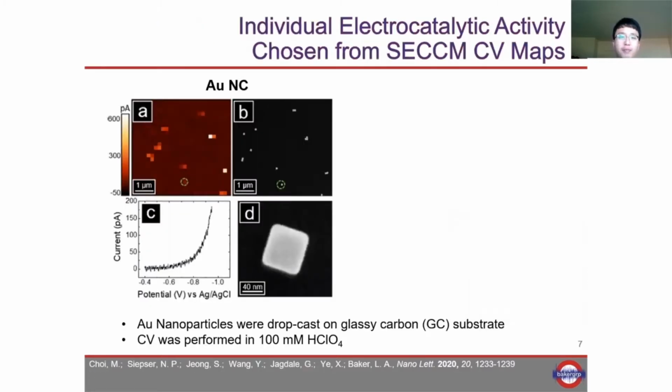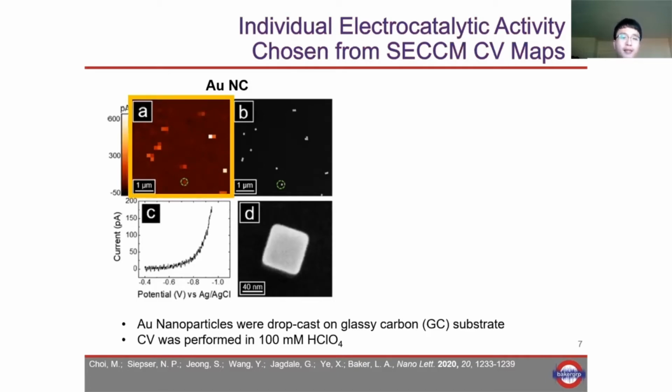Figures here are representative SECCM results acquired from precision synthesized nanoparticle catalysts, in which the electrocatalytic activity map of a hydrogen evolution reaction is presented for gold nanocube and gold octahedron. So gold nanoparticles were drop cast on the glassy carbon substrate for SECCM measurement, and cyclic voltammetry was performed in each pixel of a map with 100 millimolar perchloric acid.